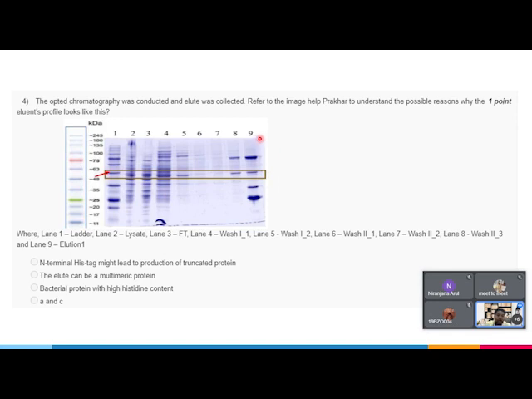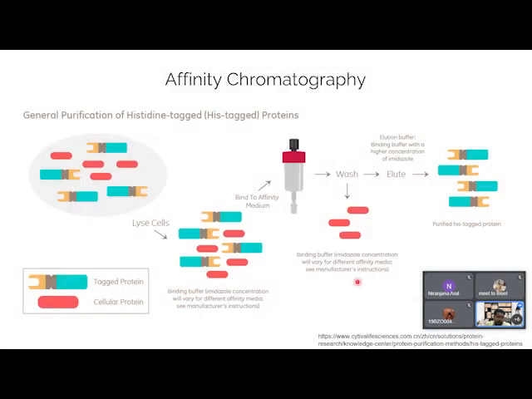Why do you think there might be multiple proteins getting attached to your nickel column and then eluting out, where you possibly had only one histidine tagged protein in the entire cell? So the options are: N-terminal his tag might lead to production of a truncated protein; the eluate can be a multimeric protein; a bacterial protein with high histidine content; and A and C answers are correct. So this is a one option type of answer. Think back to our discussion on nickel NTA columns and affinity chromatography. We are back on that slide. Think why when we elute, we may get more than one protein.